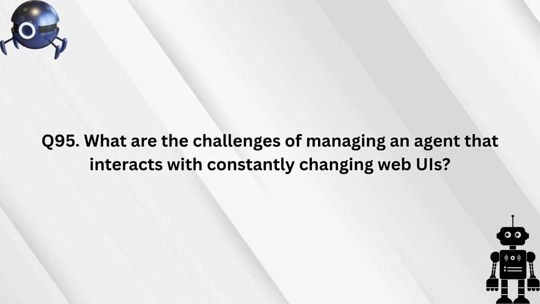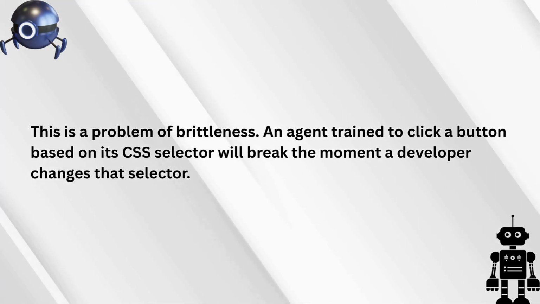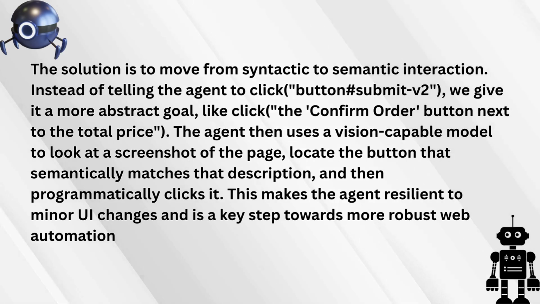What are the challenges of managing an agent that interacts with constantly changing web UIs? This is a problem of brittleness. An agent trained to click a button based on its CSS selector will break the moment a developer changes that selector. The solution is to move from syntactic to semantic interaction. Instead of telling the agent to click button number submit V2, we give it a more abstract goal, like click the confirm order button next to the total price. The agent then uses a vision-capable model to look at a screenshot of the page, locate the button that semantically matches that description, and then programmatically clicks it.